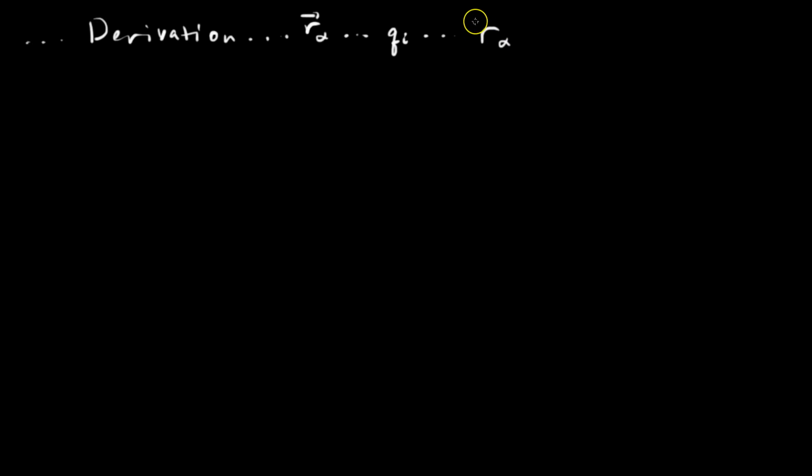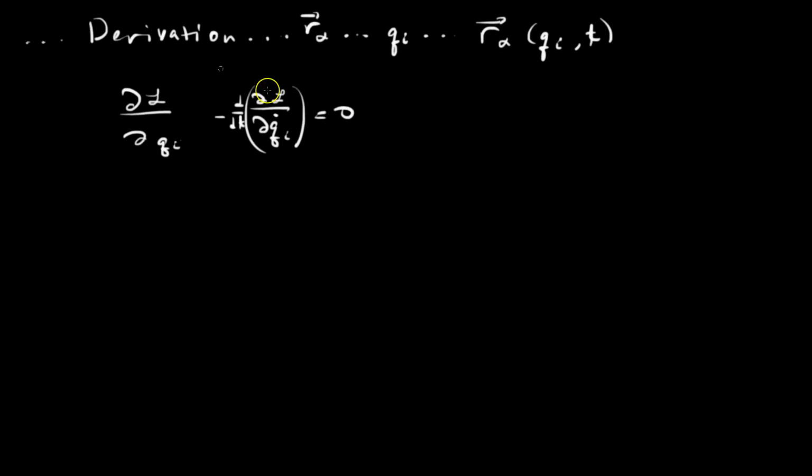And you know that the r alphas are functions of the qi's, right? R can be a function of x and y. R can be a function of r and theta, it can be a function of anything. It's a function of the generalized coordinates. And it could also be a function of time, right? Remember circular motion? We have cosine omega t. It's a function of time as well. And then you do some derivation, and you get this equation. This is what you get.